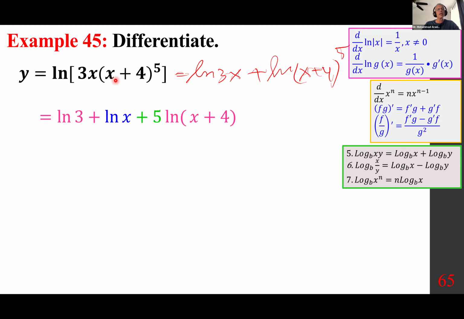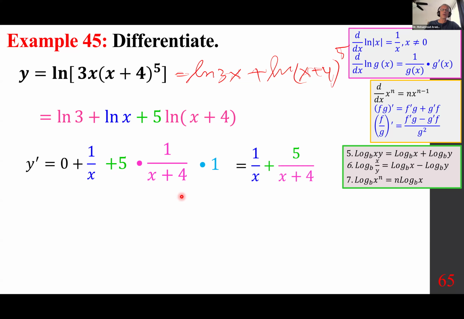So ln 3 is a number. The derivative is 0. The derivative of ln x is 1 over x. We are going to differentiate the last piece, plus 5 times. Now we're going to flip this over. Here's the formula for natural log. Here's the formula for ln of g of x when we want to differentiate, 1 over g of x. So 1 over (x plus 4) times g prime by the chain rule. The derivative of x plus 4 is just 1. And so this is 1 over x, and this is 5 over (x plus 4).